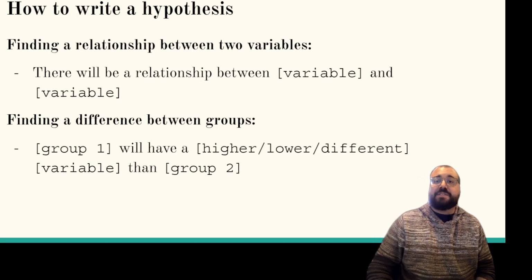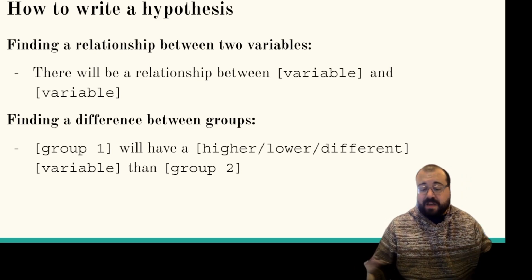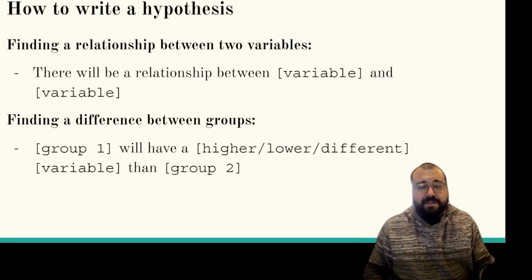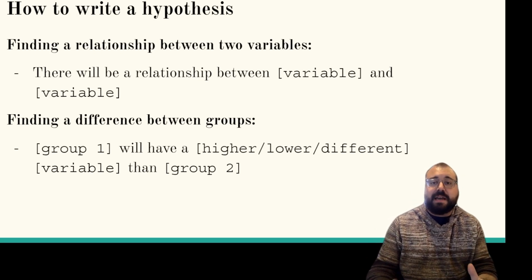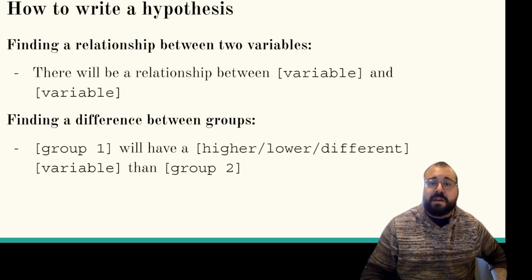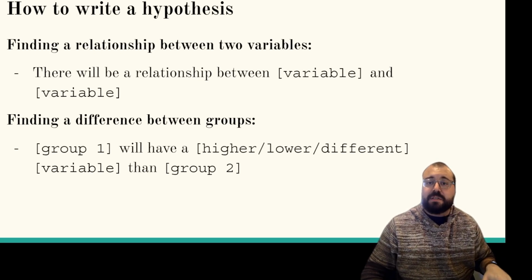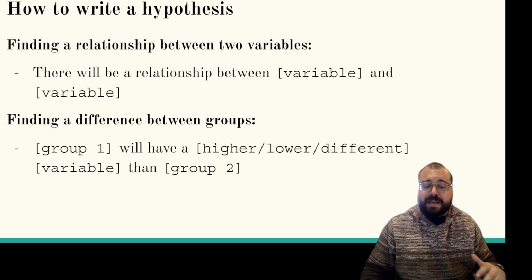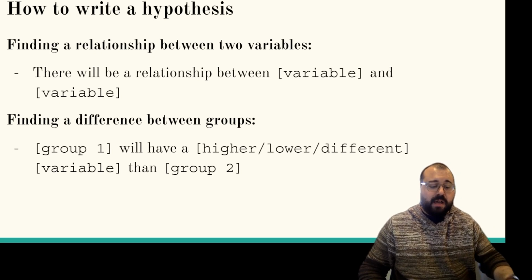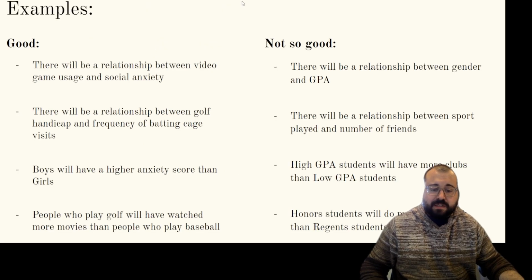The second way is finding a difference between 2 groups. So: group 1 will have a higher variable than group 2. Just filling in this template will give you some working hypotheses that you can actually dive into. So just use this template to write your 4 hypotheses. You can come up with whatever groups and variables that you want. Let's look at some examples right now. I think that'll be helpful.